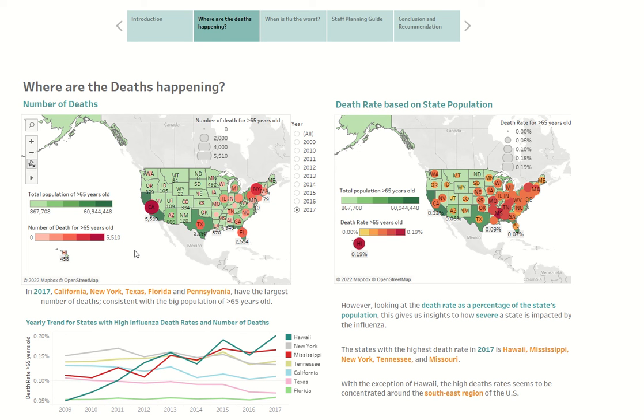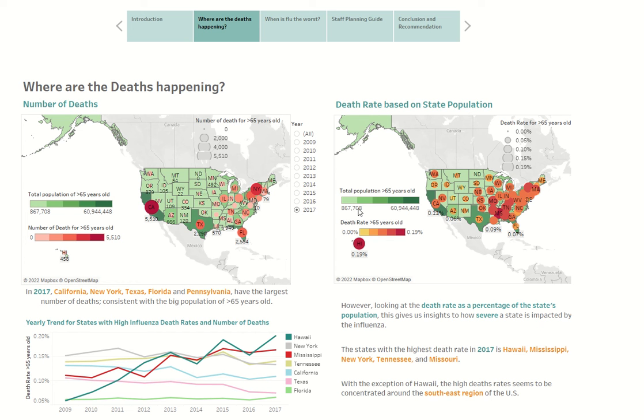They have the highest number of deaths, and this is consistent with the number of population in that age group. So the more people we have in that age group, the more deaths you'll find there. Now, to understand the severity of influenza on a state, we can measure the death rate, which is shown on this map on the right.